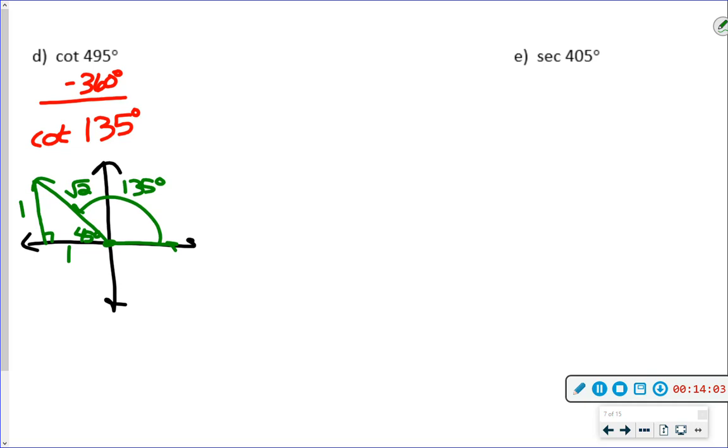Now, this bottom one, I'm going to throw a negative on because you're on the left side of the x-axis. Now, cotan, remember, is the reciprocal of tan. So I'm not going to do TOA. I'm going to flip it. I'm going to do adjacent over opposite. Adjacent negative 1, opposite 1. All that work for a lousy negative 1 answer, but hey, we got it.